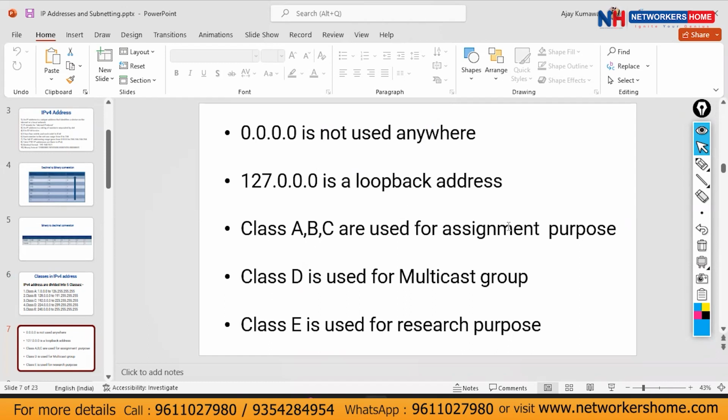Then class A, B, and C are used for assignment purpose. We saw the supported range is between 1 to 223, and 1 to 223 is between class A, B, and C only. Class D is used for multicast communication, and class E is used for research purpose. So these two classes also we cannot use. Multicast I'll also show you when we are doing routing, because the routing protocols communicate among themselves with the help of multicast.